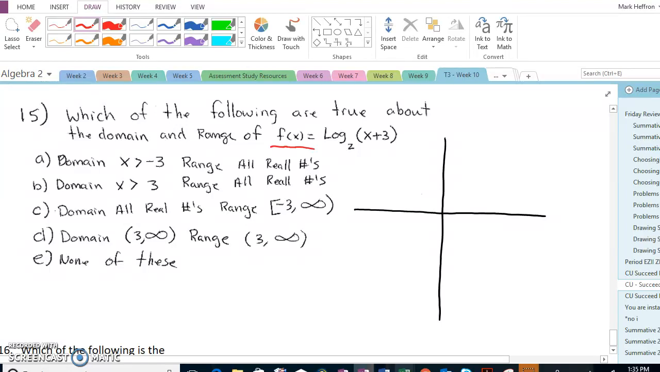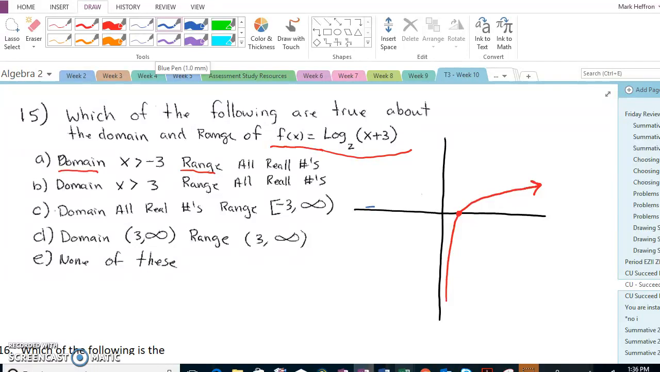You've been given f of x equals log base 2 of x plus 3, and you've been asked a series of questions all dealing with domain and range. So that suggests that we need a sketch of log base 2 of x first. And so the log graphs are inverses of the exponentials.